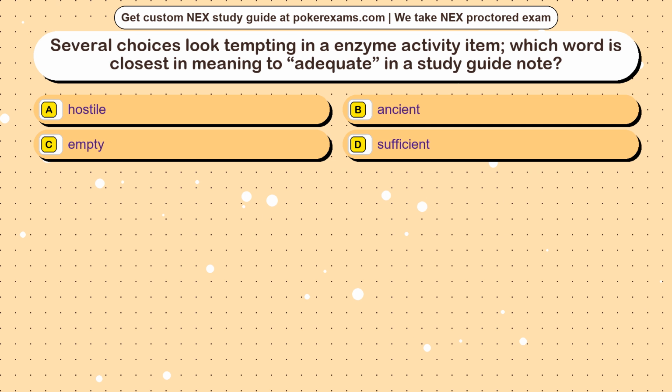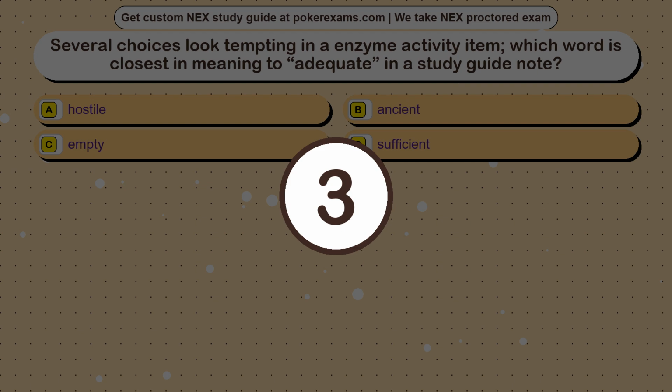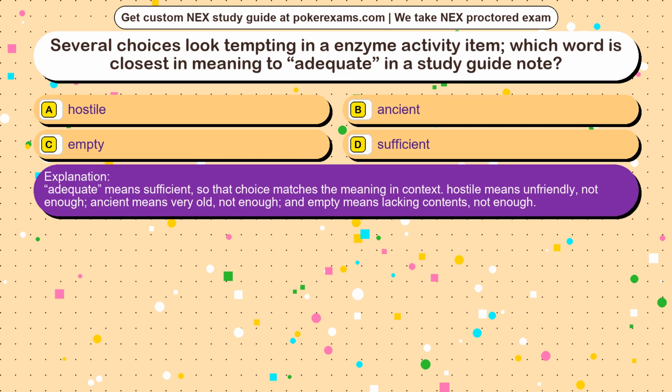Question 12. Several choices look tempting in an enzyme activity item. Which word is closest in meaning to adequate in a study guide note? Option A, hostile. Option B, ancient. Option C, empty. Option D, sufficient. The correct answer is option D. Adequate means sufficient, so that choice matches the meaning in context. Hostile means unfriendly, not enough. Ancient means very old, not enough. And empty means lacking contents, not enough.